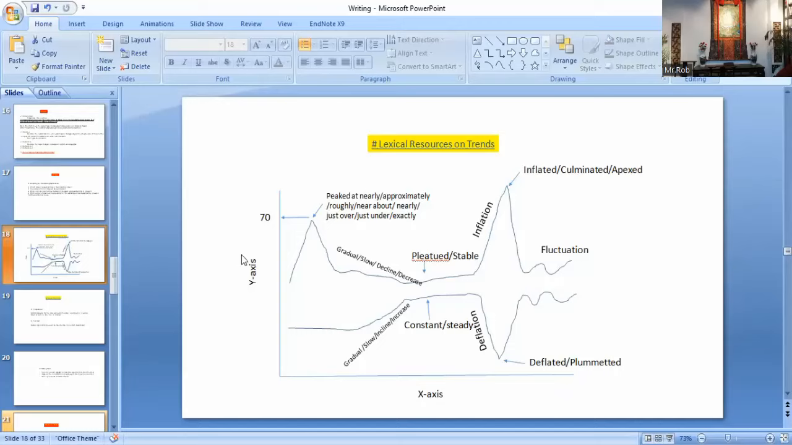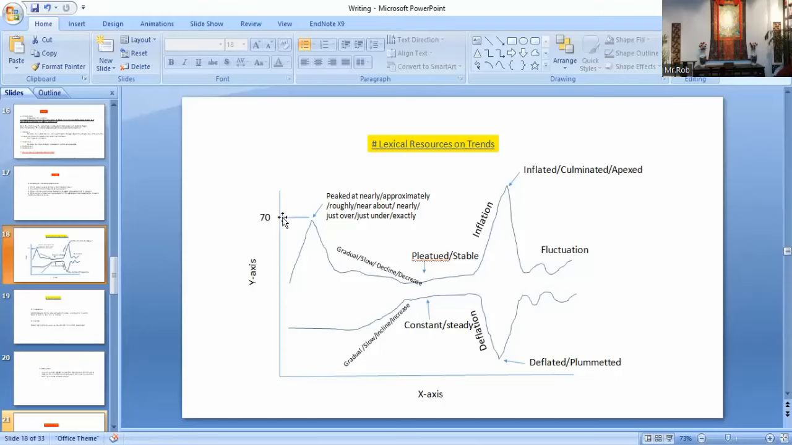for this case, we can see first you have to note down the axes, y-axis and x-axis, and see what is being presented. For example, for this line graph, you can see this peak is described by using words such as peaked at, nearly, approximately, roughly, near about, just below, to say that it is somewhere around what? 70, this might be a percentage or number. So 70s. This mark, it is near about this point.